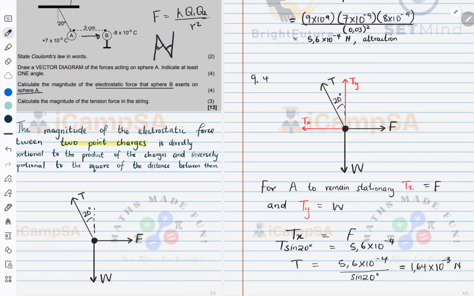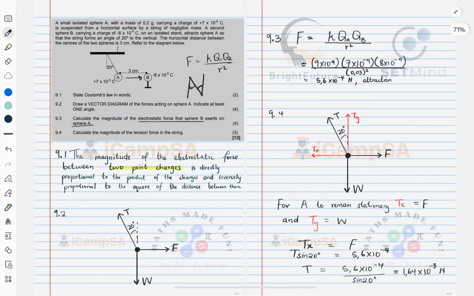So for your own homework, or just to test yourself, try use Ty to find what the tension force in the string is. Okay, so this paper had question 10 as well. Let's move to question 10.